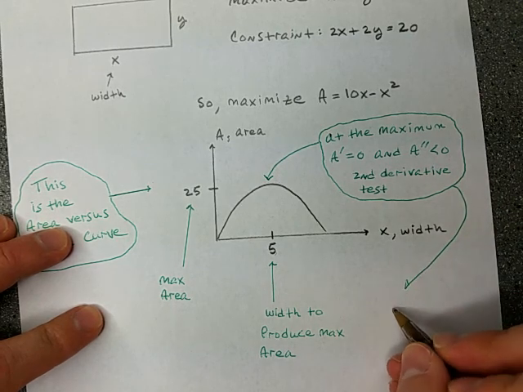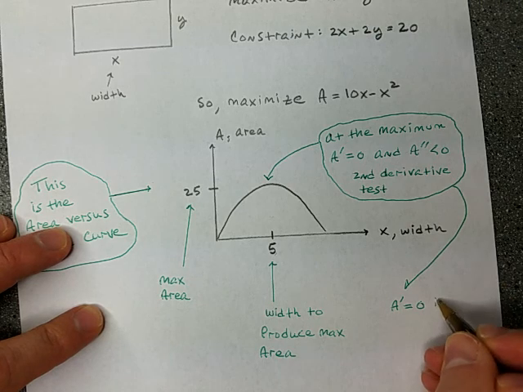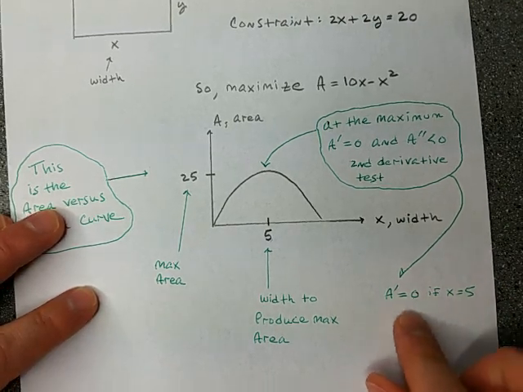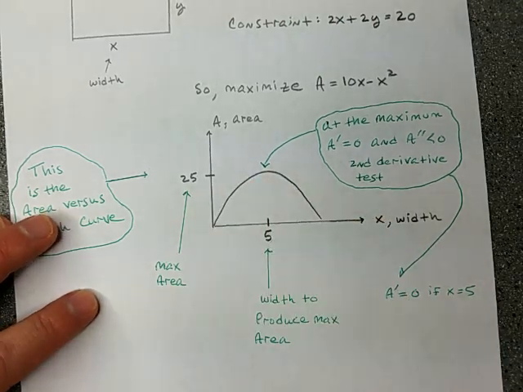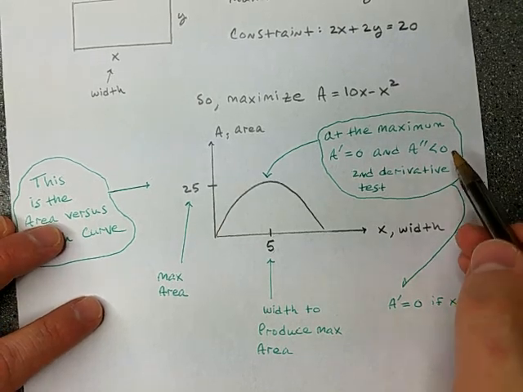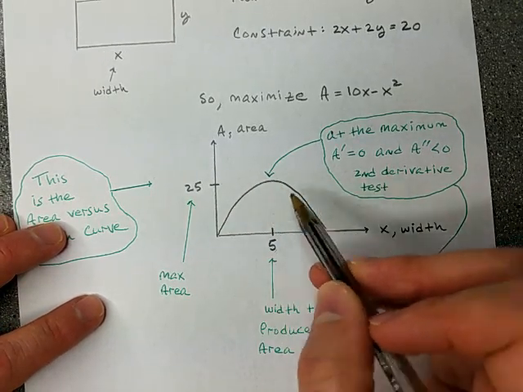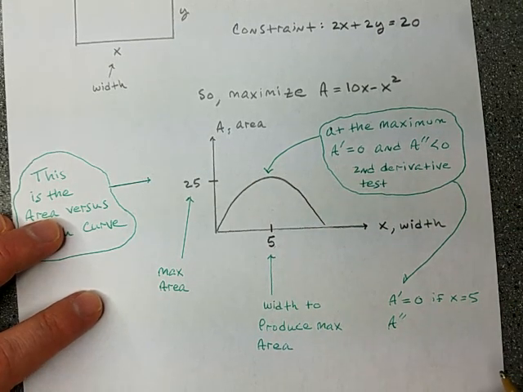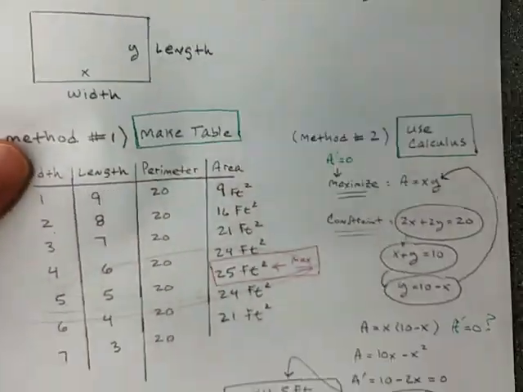I found A prime is 0 if x is equal to 5. That alone doesn't prove this point is at the top. It doesn't prove it's a maximum. We also have to prove that the curve is concave down and not concave up. So the second derivative should be a negative number. Let's go ahead and put that to the test to make sure that's true.